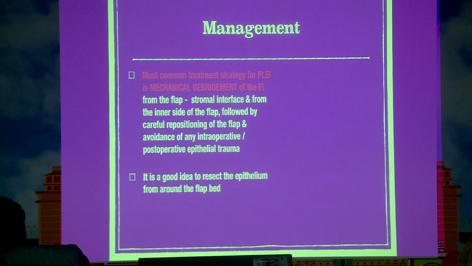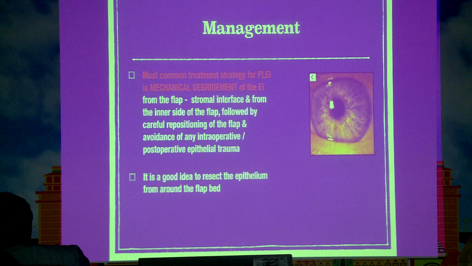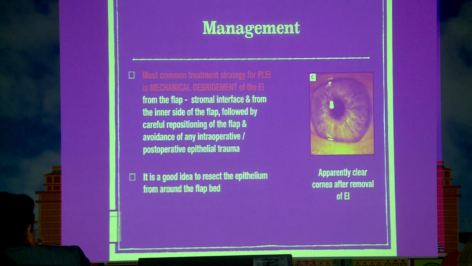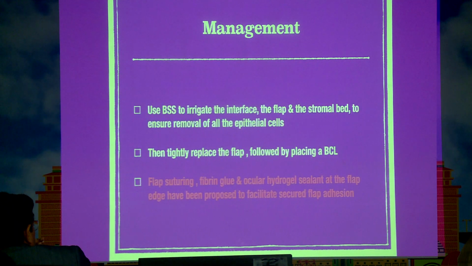So the most common treatment strategy is mechanical debridement of epithelial ingrowth from the flap stromal interface and from the inner side of the flap, followed by careful repositioning of the flap and avoidance of any intraoperative or postoperative epithelial trauma. It is a good idea to resect the epithelium from around the flap bed. Use balanced salt solution to irrigate the interface, the flap, and the stromal bed to ensure removal of all the epithelial cells. Then replace the flap, followed by placing a BCL. Flap suturing, fibrin glue, and ocular hydrogel sealant at the flap edge have been proposed to facilitate secured flap adhesion.